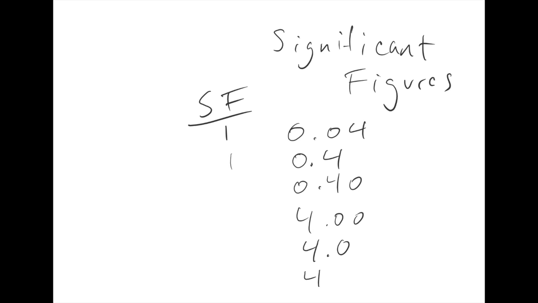On this 0.40, we have two significant figures because any 0 after a leading digit does count. That's why for 4.00, we have three significant figures. And for 4.0, we have 2. And 4, we just have 1.